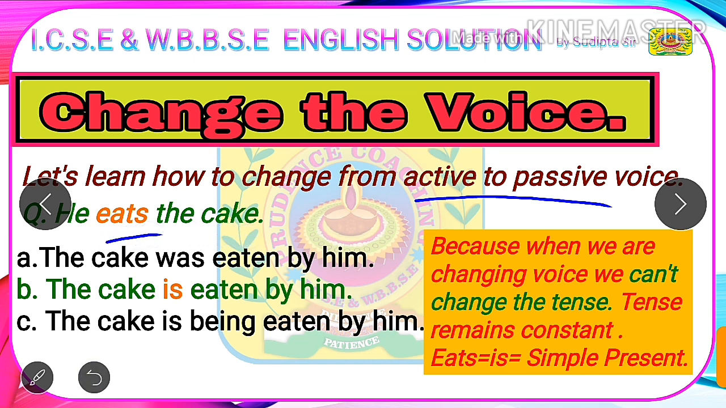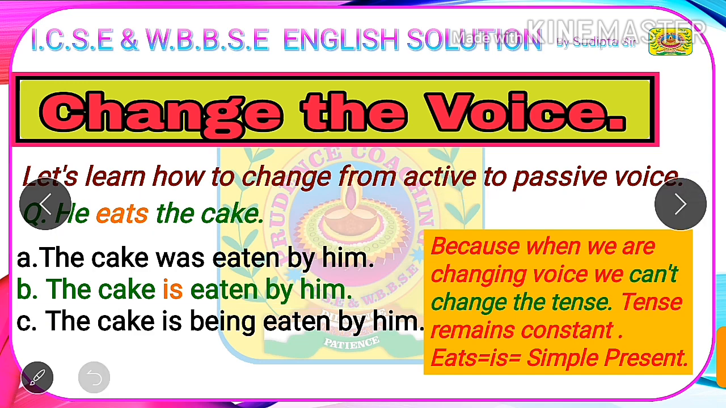Here the verb is eats, which is performed by he. He is the doer of the action as well as the subject of the sentence. Therefore, this statement is in active voice. If we want to change this statement into passive voice, then our answer is The cake is eaten by him. Why not A or C? Students, this one we will clear while going through the steps which we have to follow to change from active to passive. We have 4 steps to convert a statement in active to passive.